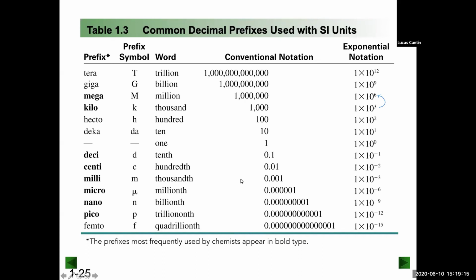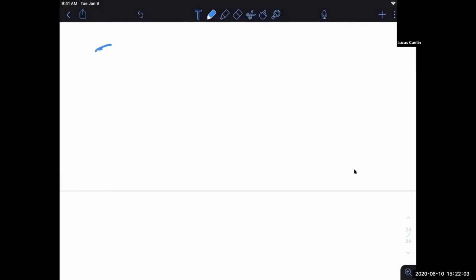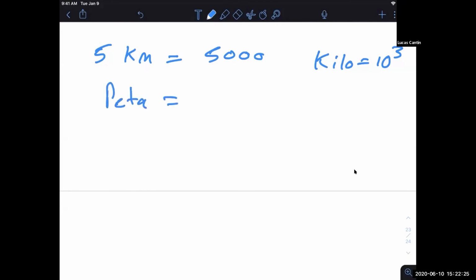And this isn't the end of the story. 5 kilometers equals 5,000 meters, because kilo equals 10 to the 3, right? There are numbers that are larger and smaller than that. For instance, above tera is peta. And so peta would be 10 to the 15.